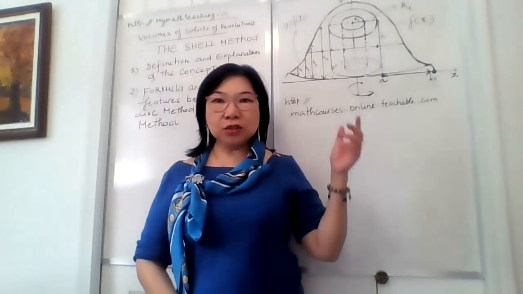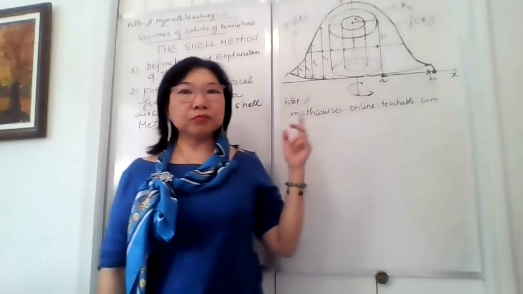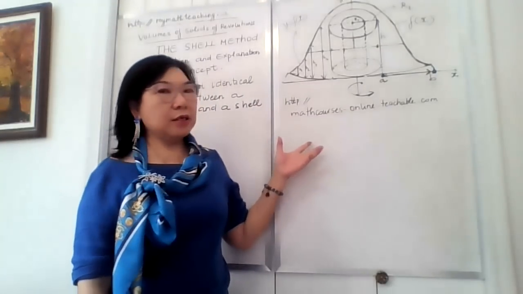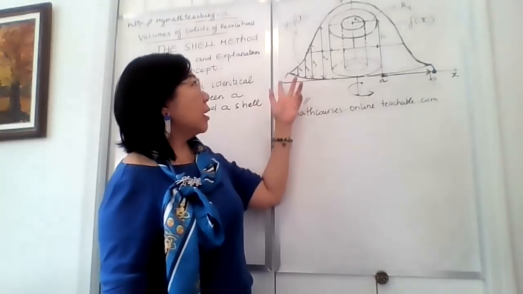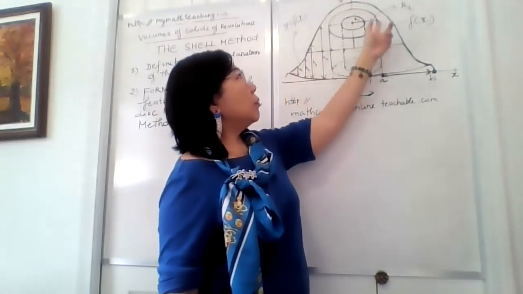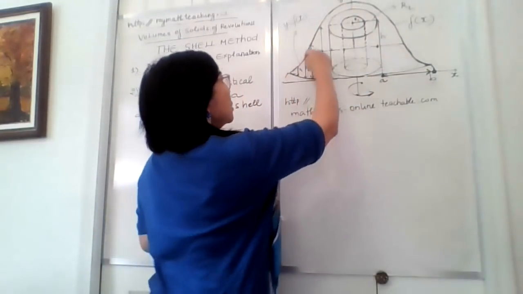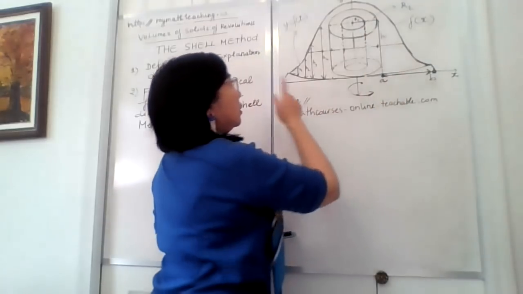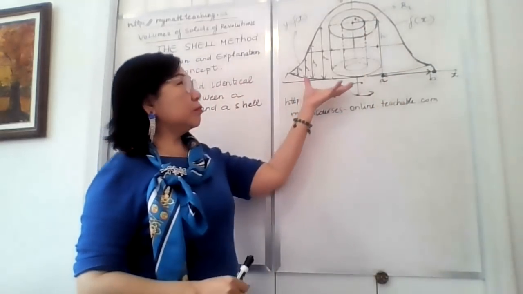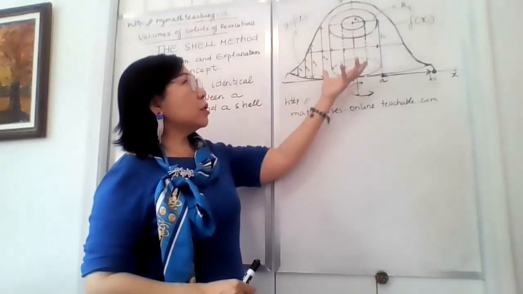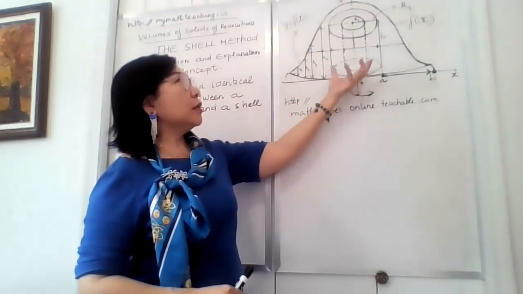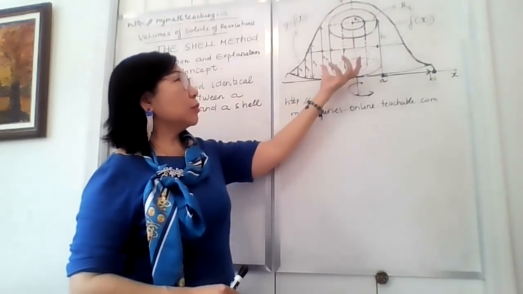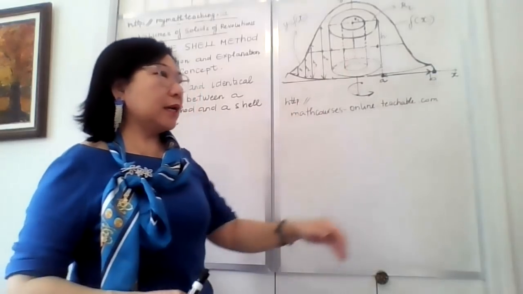Now I'm going to get into the lesson. Today, you can see on the board I drew a curve, which I call the function f(x). Inside this curve, I have two cylinders, one inner and one outer. Now, why is it like that?